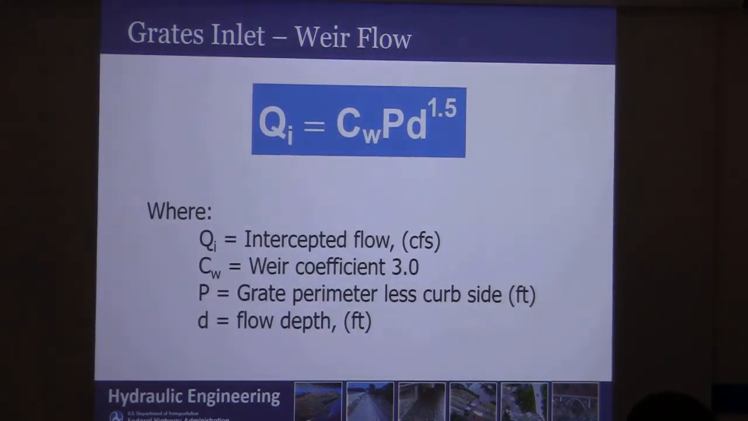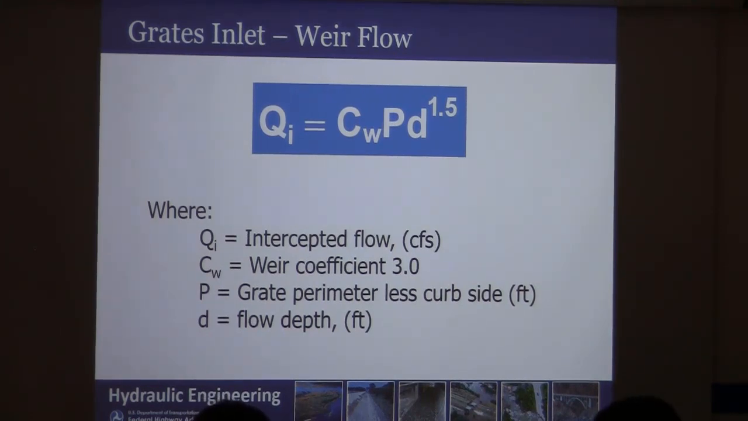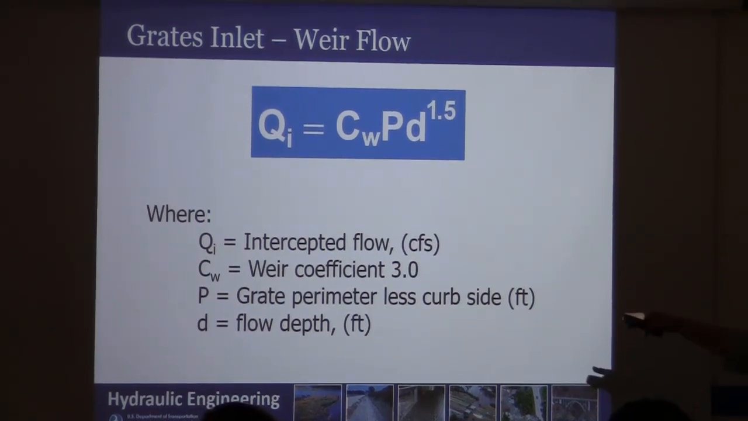And this is the equation for weir flow at a grate. And if you remember, the weir flow equation is Q equals C_w L H to the 1.5. So your P is your perimeter, and that's equal to your L, basically. It's an equivalent of that L, but we're only looking at three sides. And your weir coefficient will be 3, and that D is the flow depth in the gutter, right before it falls in. Okay?